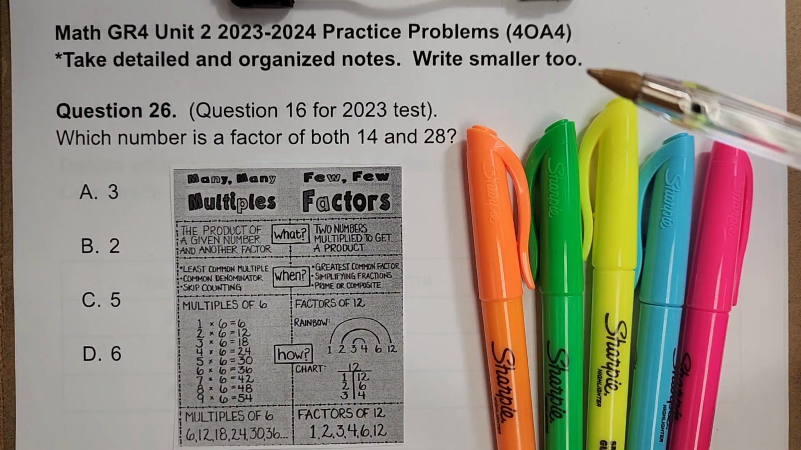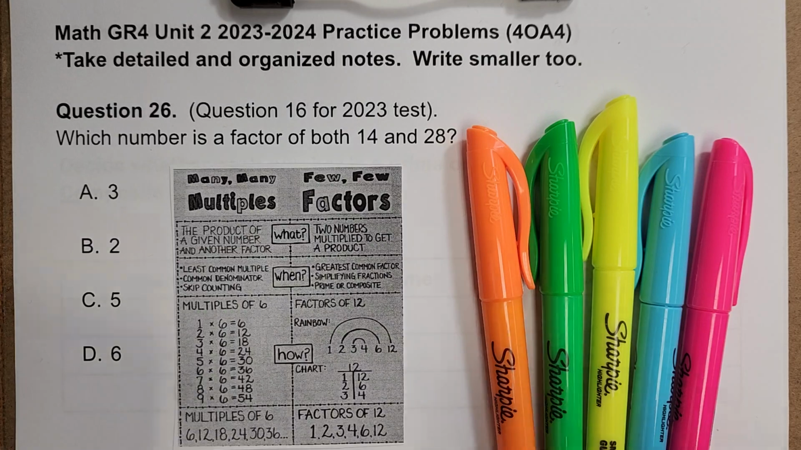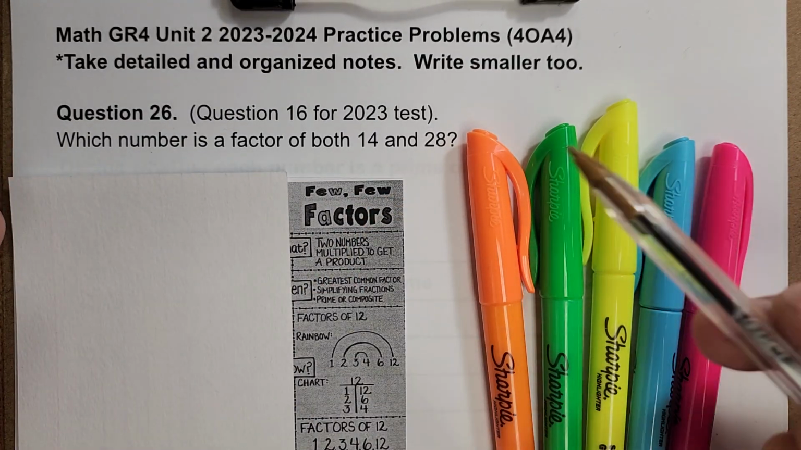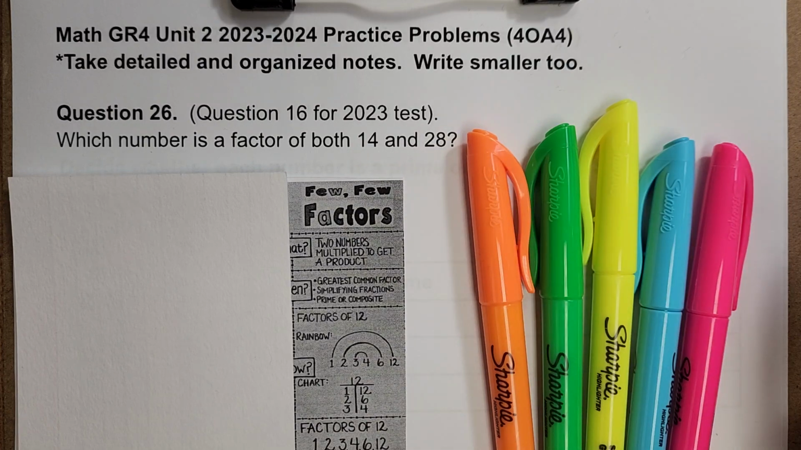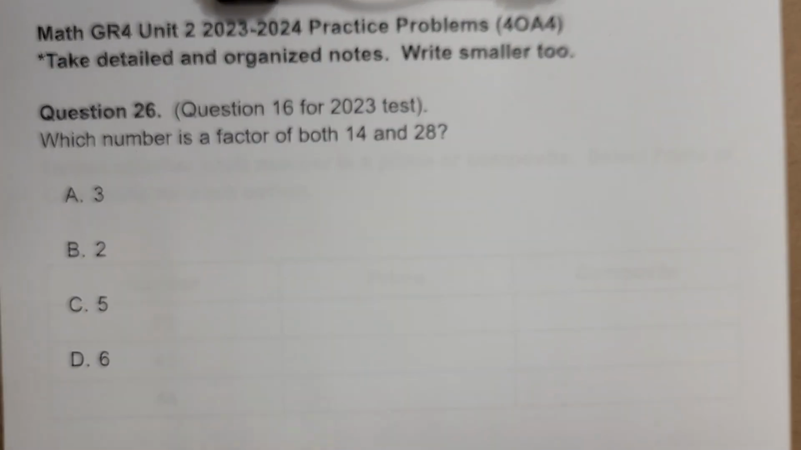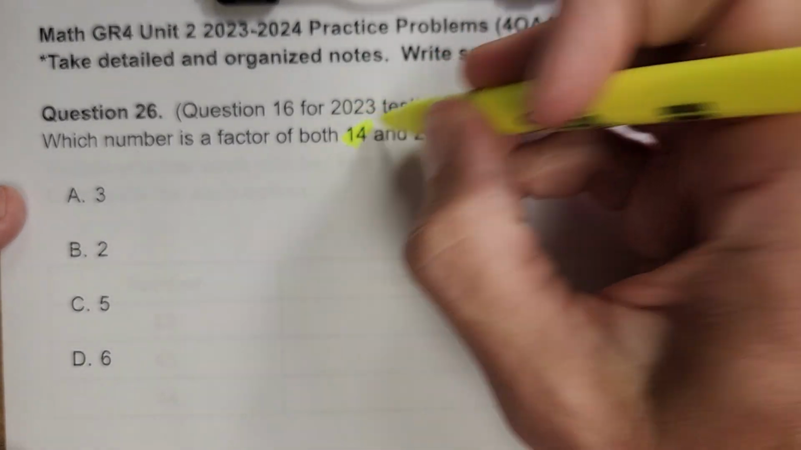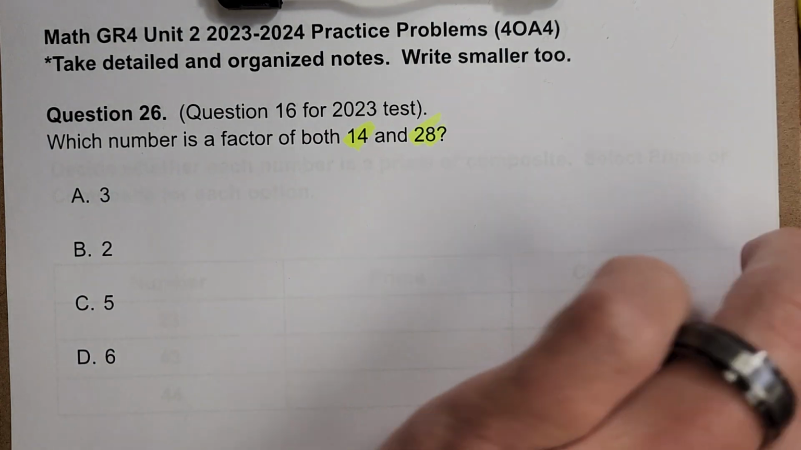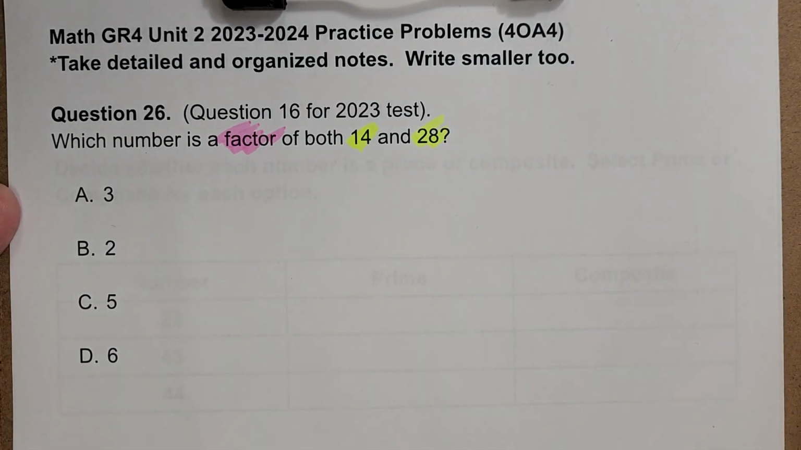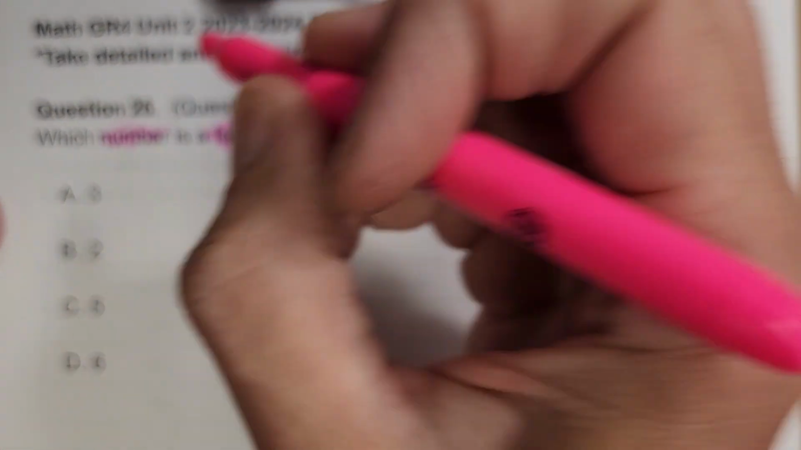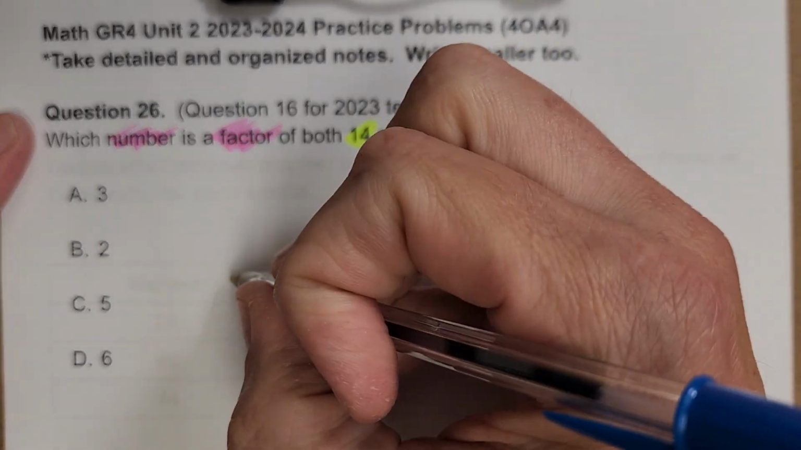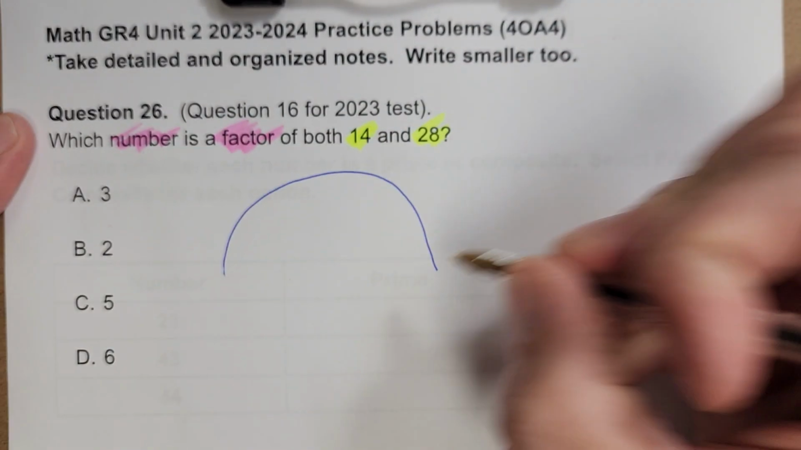We are going to focus on just factors, because if you read the question, it says which number is a factor of both 14 and 28. Okay, so let's tear this apart. We're going to move this over. This is math, so we are just focused on the numbers. The key academic vocabulary words are factor and then number. So there's a lot of different ways to do factors, but we have done the rainbow, okay?